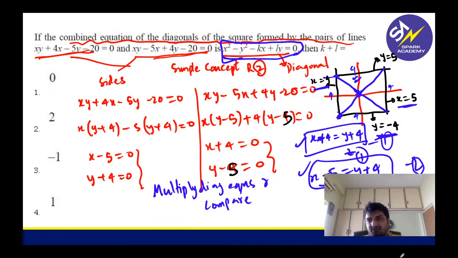Or the other method, if you're not comfortable with this, you know this point, this point. So using the points, you can find out, right? Shortcut, I told you. When you have 2 points, I told you the shortcut. You can use that trick as well.